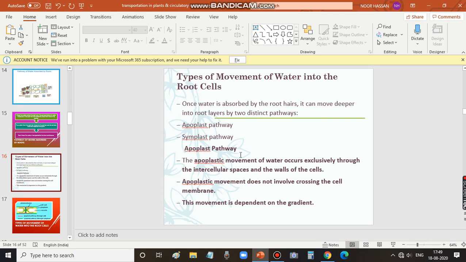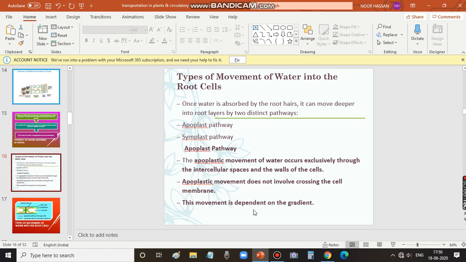In the apoplast pathway, movement of water occurs exclusively through the intercellular spaces and the walls of the cells. Movement of water occurs through the spaces that are available between the cells. So that is called intercellular spaces. Inter means in between, cellular refers to cells. So in between cells there will be spaces which are called intercellular spaces. So here water moves through these intercellular spaces and also between the walls of the cells. Apoplastic movement does not involve crossing the cell membrane. So water movement just occurs outside the cell, not through the cell membrane.